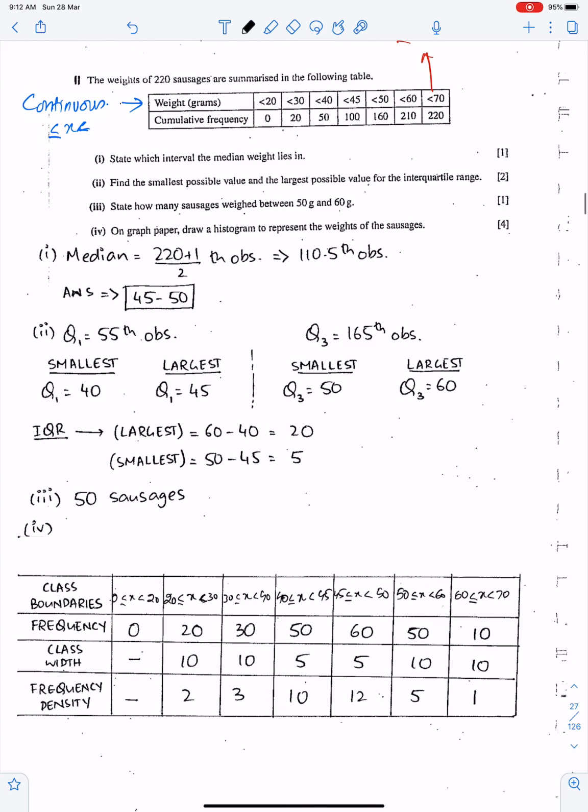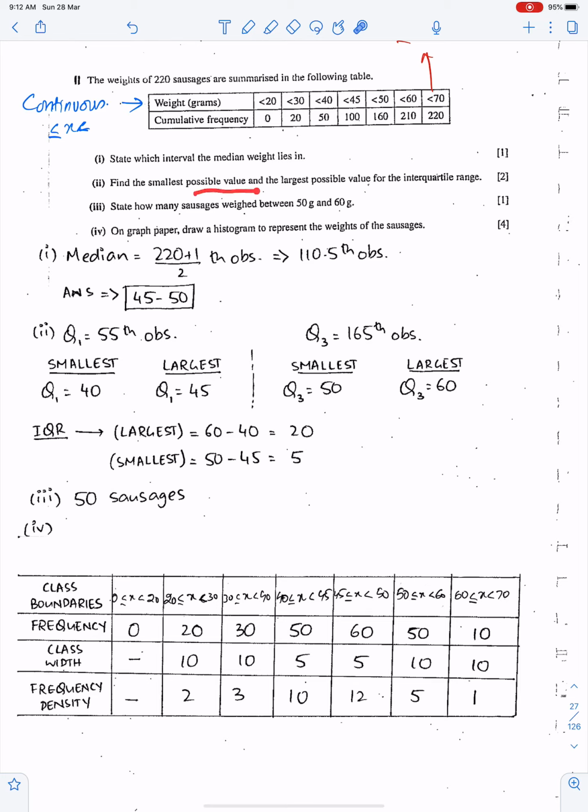Next part. State which interval the median weight lies. This is so simple. Take the 100, take the 50% of 220, which is 110. So median would lie between 45 and 50.